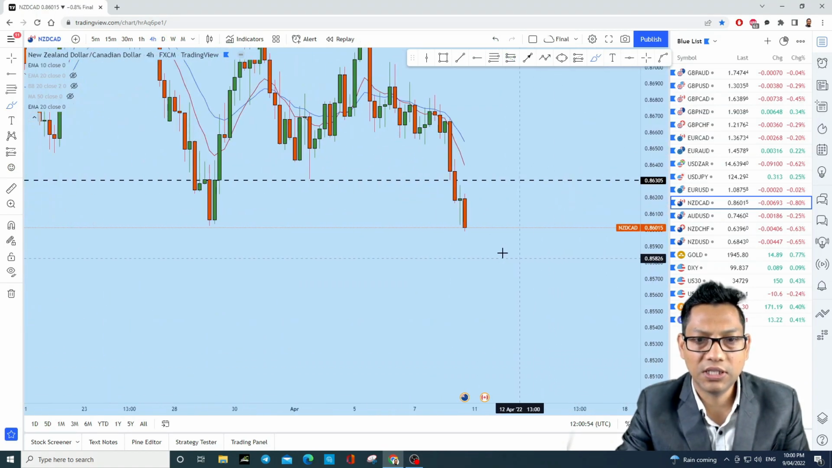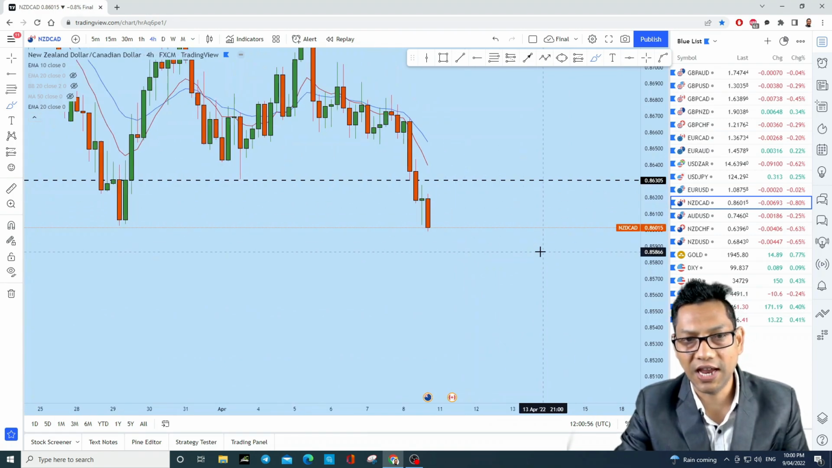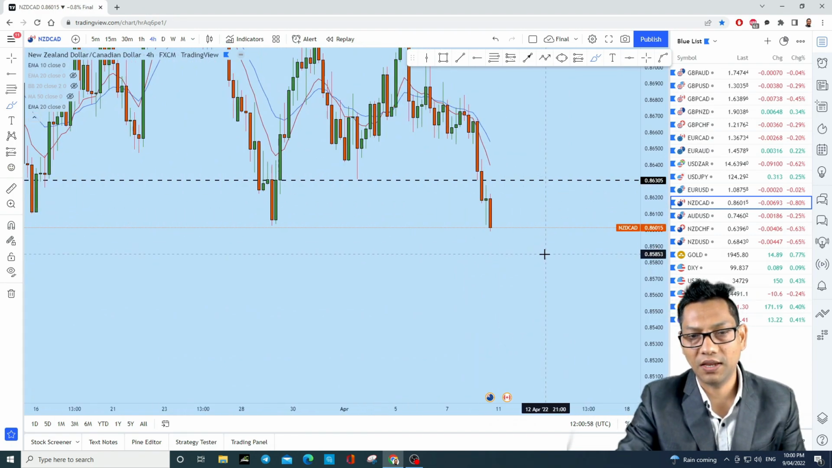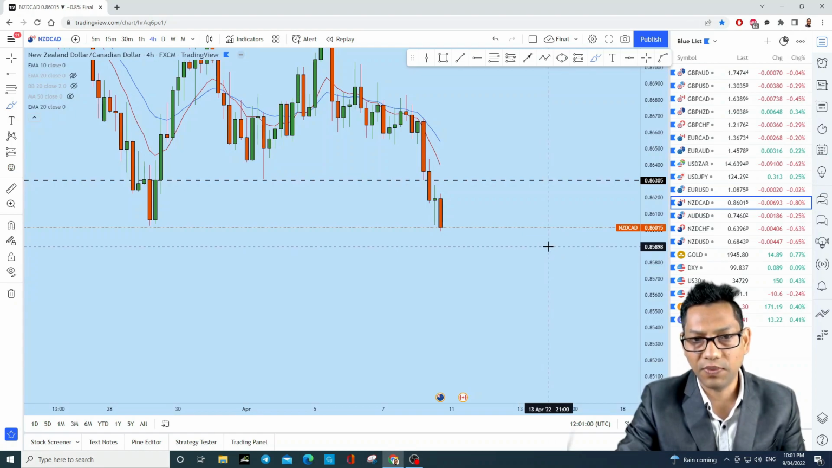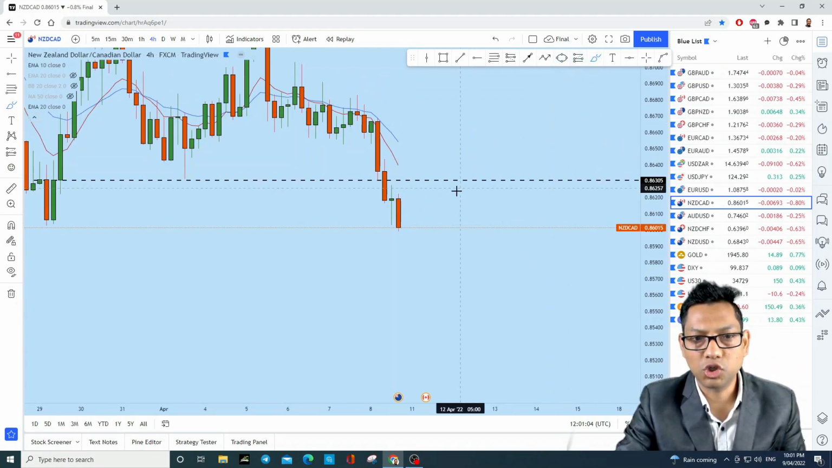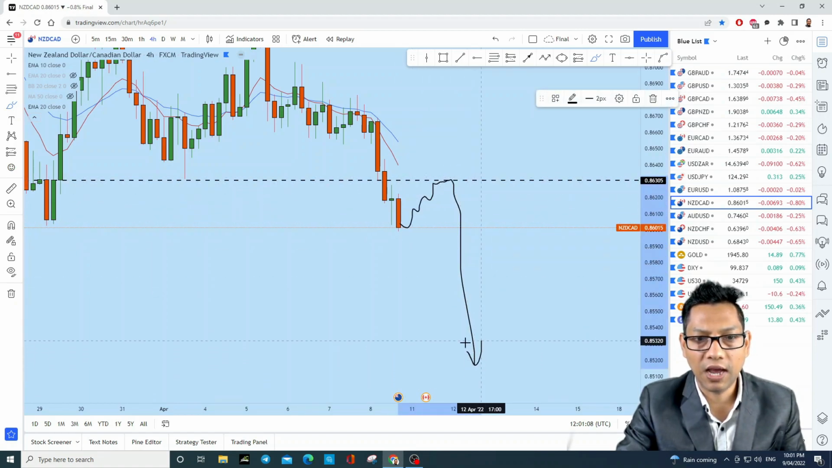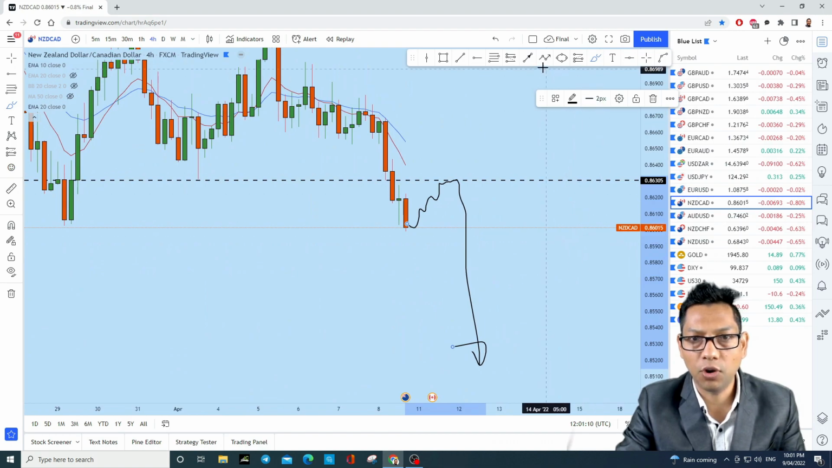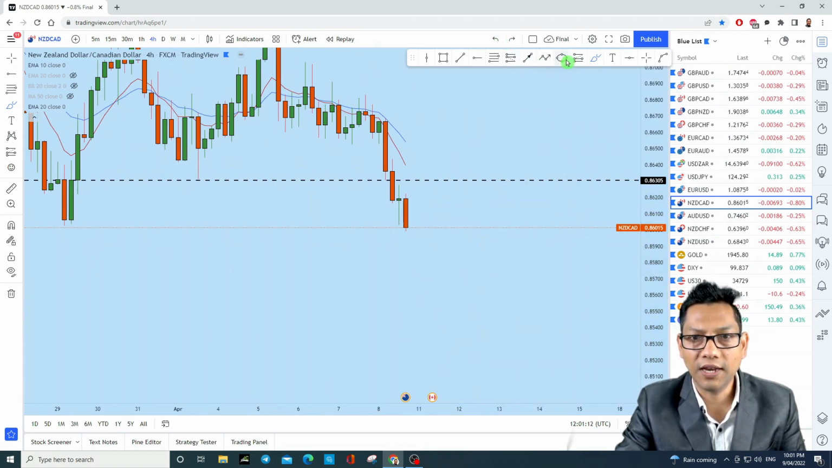Now this is the market structure on NZDCAD, on the 4 hour time frame. Then how I will be trading: I will be waiting for a slow retracement to this zone next week, and then I will be waiting for an entry opportunity. Now it could be that NZDCAD will rise up again to this level, or maybe with slow consolidation, smaller candles will rise up to test this trend line here.